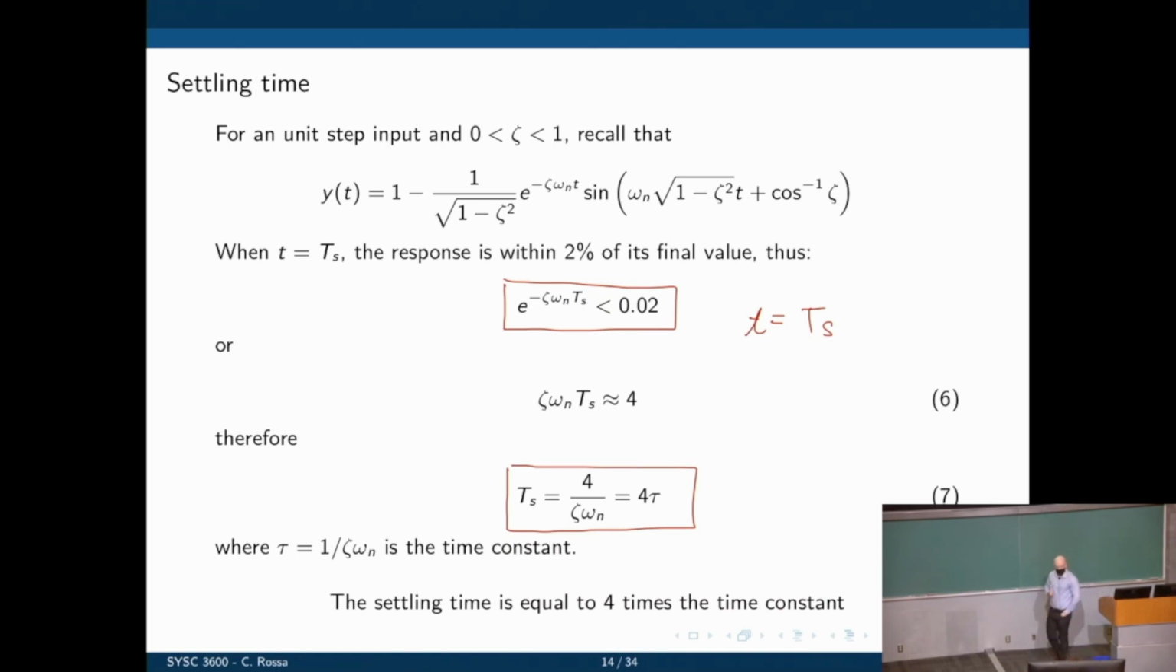We can see that the settling time is inversely proportional to omega n and to zeta. So if we increase zeta, the system will settle faster. It would take less time to reach steady state. If we increase omega n, it is the same. And as we decrease omega n and decrease zeta, the system oscillates more before it settles, and therefore the settling time is higher.